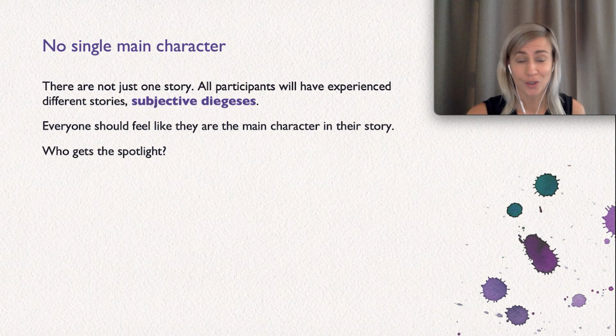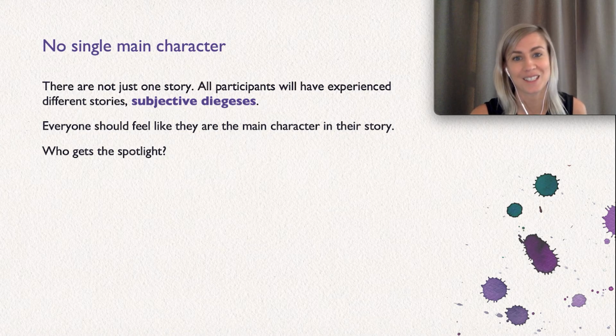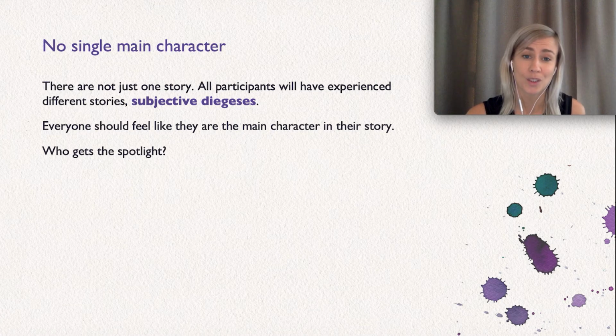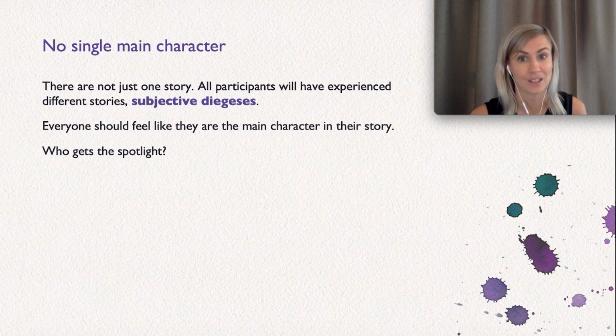Role-playing games are co-created stories where each participant takes part in telling the story. Each participant will also have a different story to tell and will have experienced different stories when you talk to them after. This is called subjective diegesis in role-playing game theory. And this means that it's important to make sure that you have no single main character in your design. Each participant needs to be able to feel that they are the main character in their story.